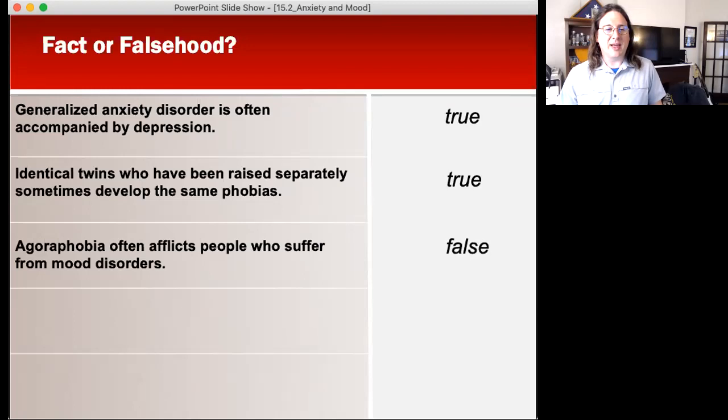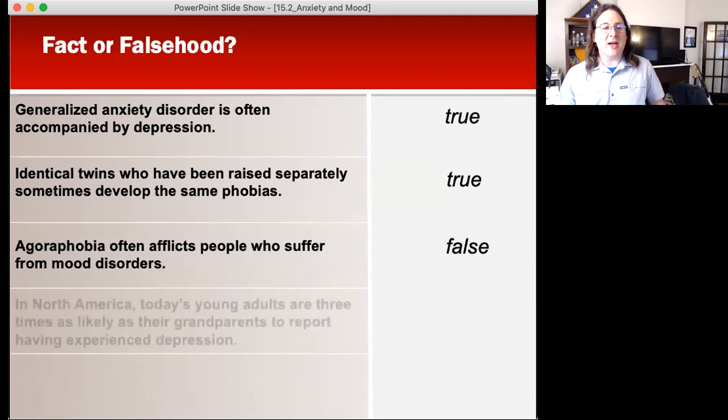Oh, sorry, that came from false. Agoraphobia actually is a fear of having a panic attack in open places. We'll talk about that here in a little bit.